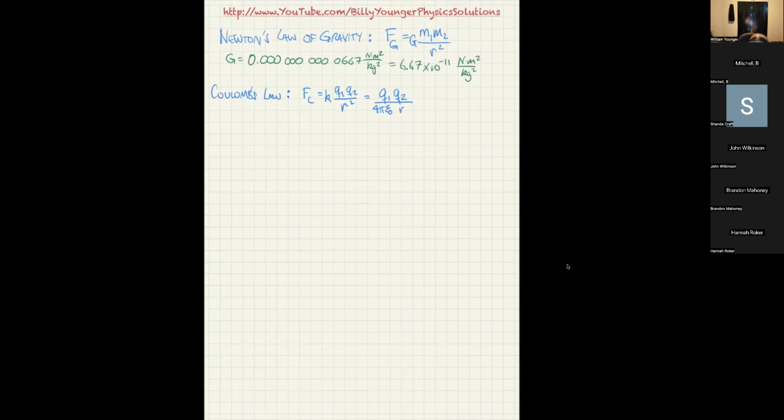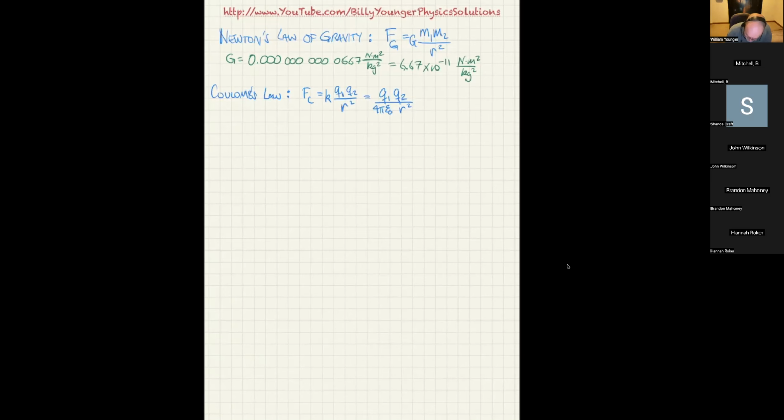4 pi epsilon naught r squared. Now, I'll also tell you that just like Newton, Coulomb would have said, the force, whether it be attraction or repulsion, will act along a line connecting the center of charge of Q1 to the center of charge of Q2. Again, if Q1 and Q2 are particles like electrons and protons, then you just draw a line from one particle to the other, and along that line is where the force will act. Then it's just a matter of deciding, does it point to the left or to the right, based on it being attractive or repulsive.